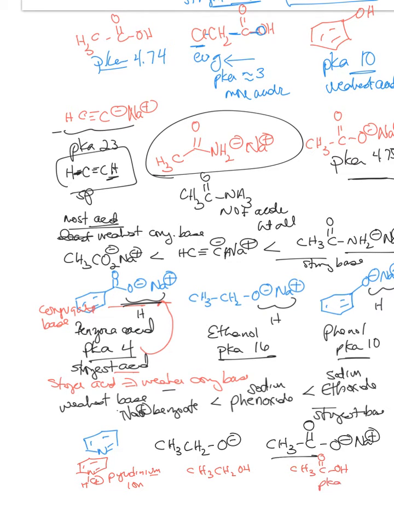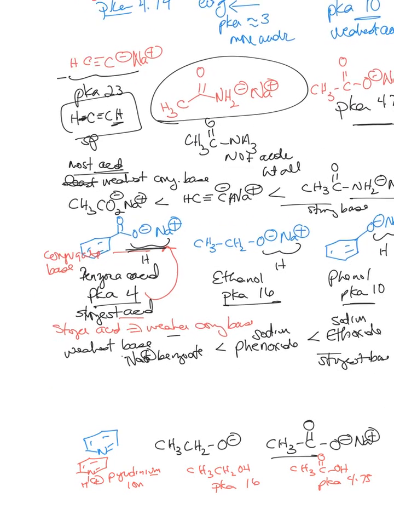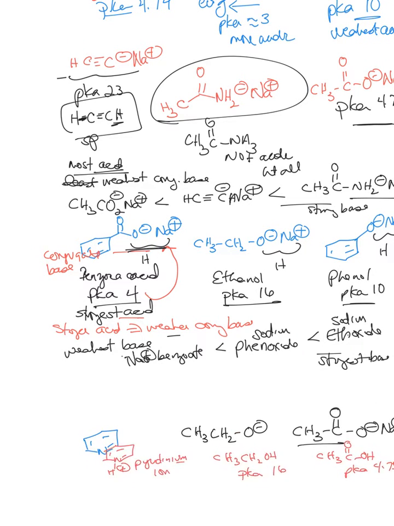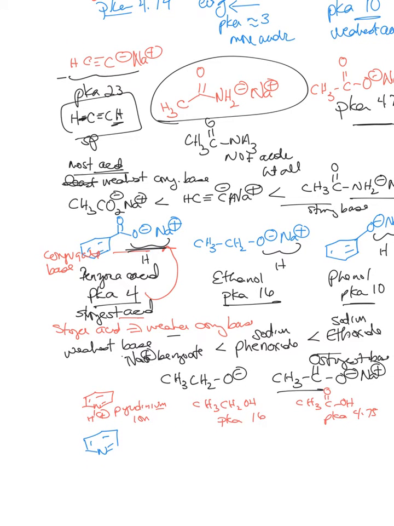So you know the pKa of this is about 4.75. The pKa of ethanol is about 16. And then you need to look up the pKa for your pyridinium ion, the protonated pyridine. And when we look that up, that pKa is about 5.25.